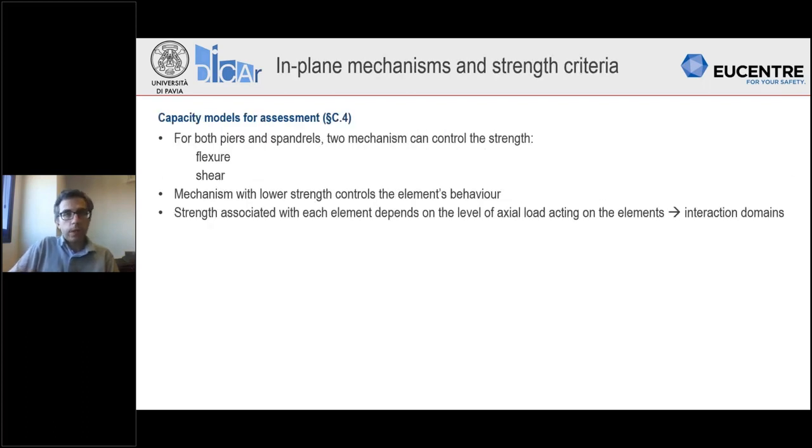As regards the in-plane mechanisms and the associated strength criteria, Eurocode 8 is specifying which are the capacity models to be used in the assessment in this section. For both piers and spandrels, two mechanisms can control the strength: the flexural mechanism and the shear mechanism. The mechanism with the lowest strength is controlling the element's behavior. However, the strength associated with each mechanism depends on the level of axial load acting on it, through the so-called interaction domains. So varying the axial load can potentially vary the strength.